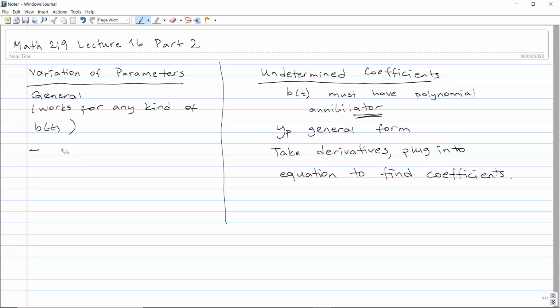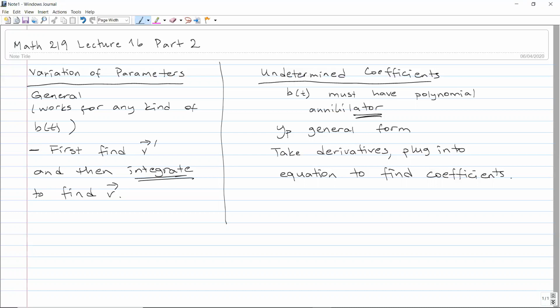So let's say, first, we find v prime, and then integrate. So this is the catch, if you want, or difficulty with this method. We need to integrate to find v.